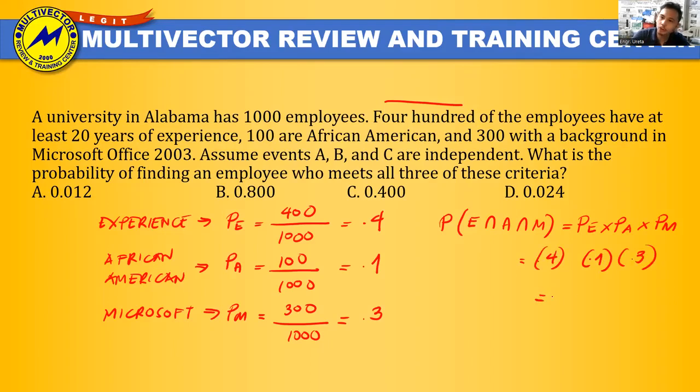No? So pag sinabi kasing who meets all criteria, yung condition natin nun must be experience, must be African American, and must know how to work with Microsoft Office. No? So pag "and" condition, multiplication yan. So pinagmumultiply natin yung probability, as long as na independent yung ating population. Okay, so tamang sagot, 0.012. Okay, so letter A.